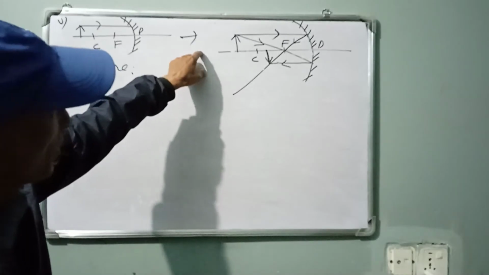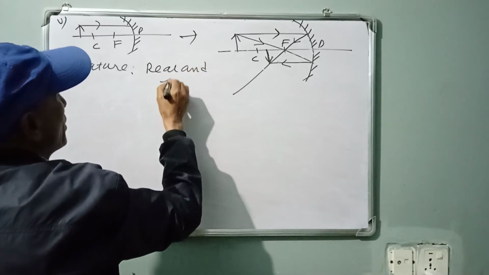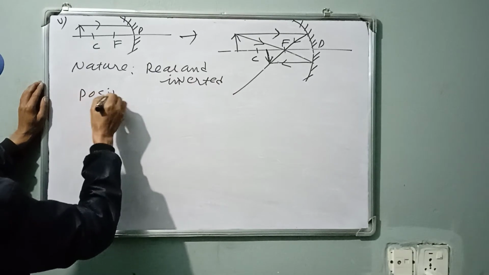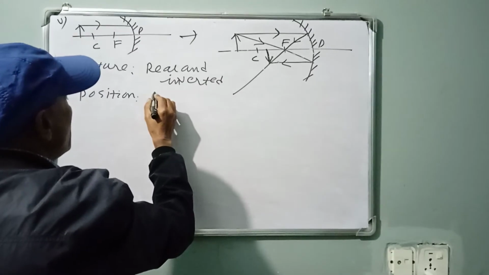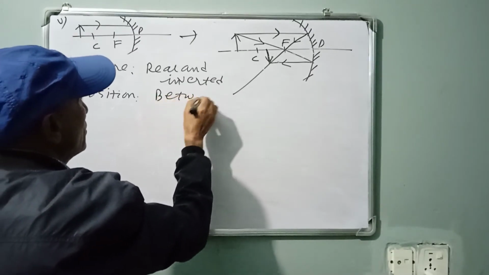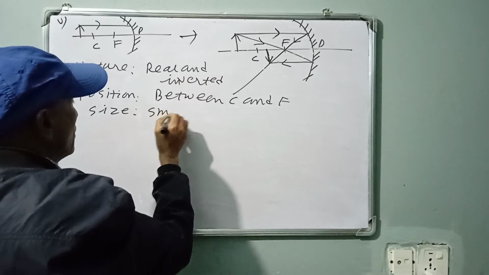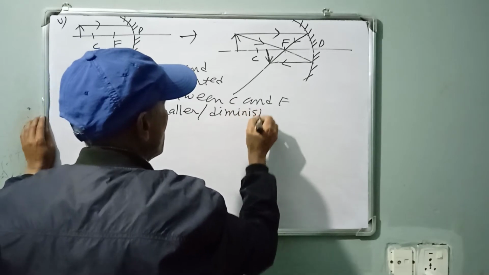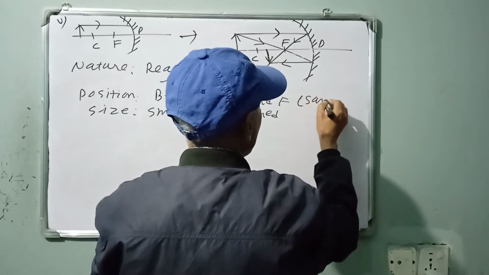I have already written the answer, but again I am writing. Nature, real and inverted. Position, object beyond C, image between C and F. Size of the image smaller means diminished. Between C and F, same side.